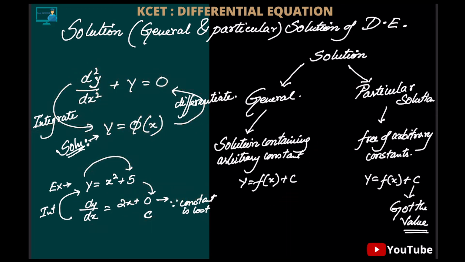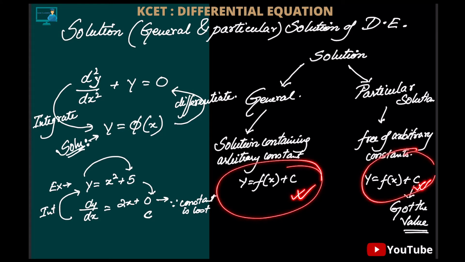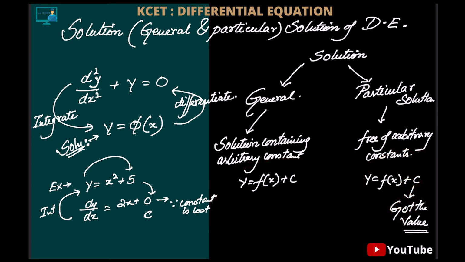So clear. Solutions basically are of 2 types. I'm recapping it: general and particular. In general, you have this arbitrary constant, and in particular, you already found out the constant value and you substitute it in the function and solve it. That's it. Nothing more than that.